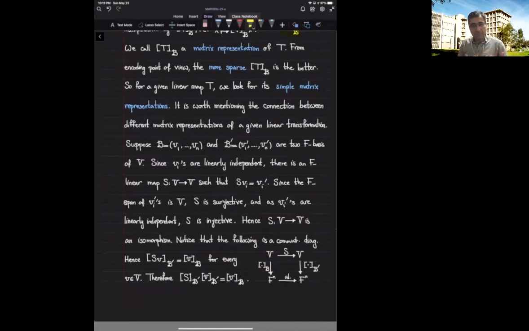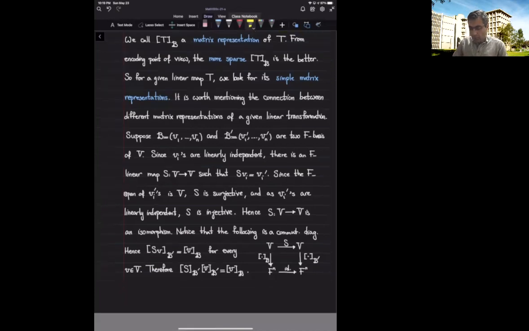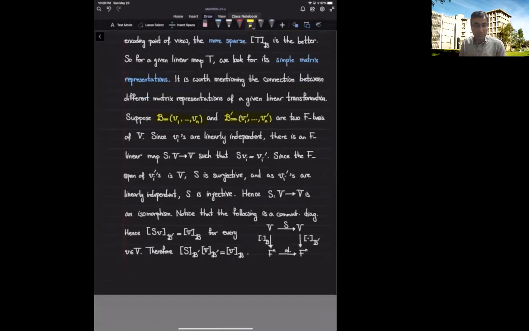I have the possibility of choosing different bases, and I end up getting different matrix representations based on the bases that we have chosen. Now, the question is, what is the connection between these matrices that we are going to get? What is the connection between different matrix representations of a given linear map? So suppose I give you two bases. One of them is B, and the other one is B prime. The first one consists of vectors v1 dot dot dot vn, the second one v1 prime dot dot dot vn prime. We have already proved that they should have the same cardinality, so n is the same in both of them. That's the dimension of V over F.